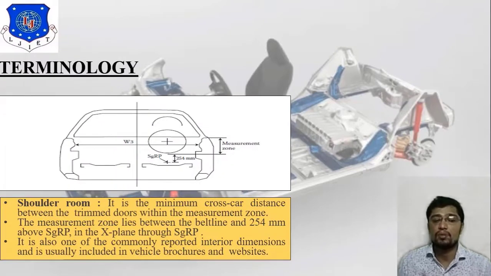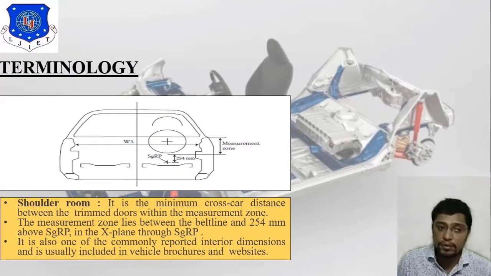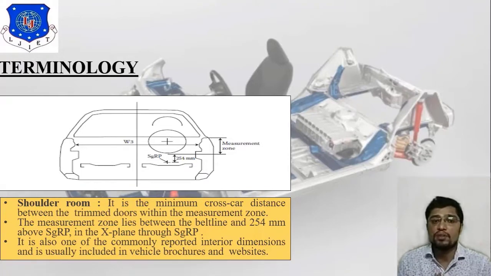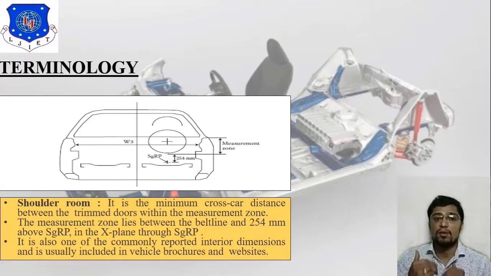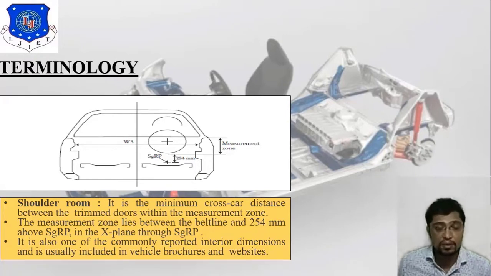Next one is shoulder room. In the image you can find the shoulder room concept. It is the maximum cross car distance between the trim door within the measurement zone. The measurement zone is the line between the belt line and 254 mm above SGRP. So this is the concept of shoulder room. Move forward to the next slide.